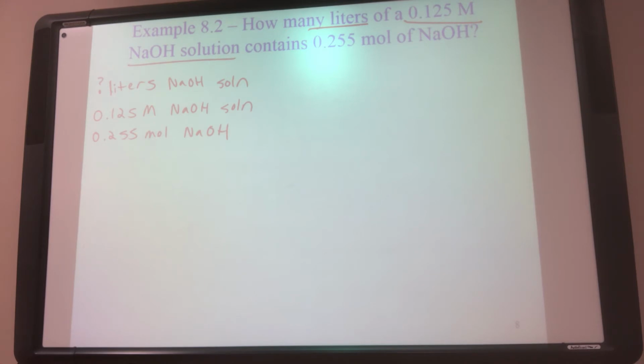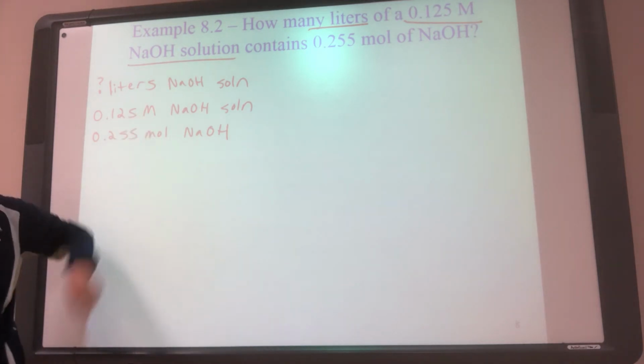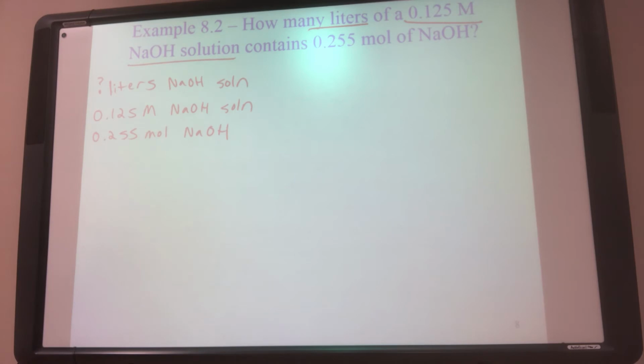So I need liters. One of the things I want you to recognize is that they gave you molarity. Remember, molarity is a broken down unit. Molarity is moles over liters. So when they gave me the molarity, they're also telling me this relationship. Remember, I can write 0.125 molar as 0.125 moles in 1 liter. So I can break that relationship apart.